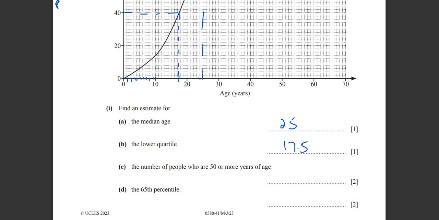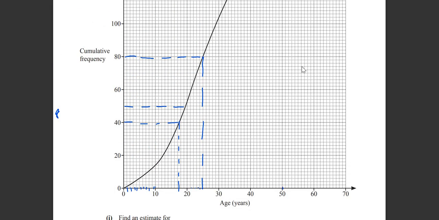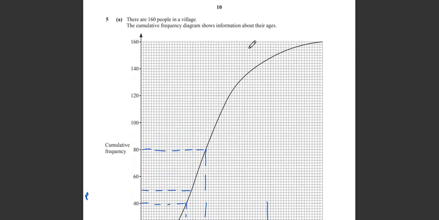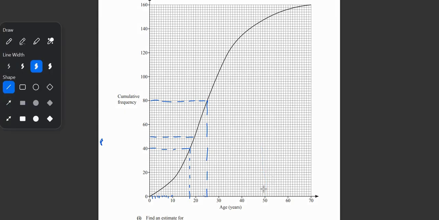Next question, it says the number of people who are 50 or more years of age. So you will go up here like this. Since I don't have a scale, just give me 1 minute. Let me use another thing. So now from this 50, I will draw a line like this.